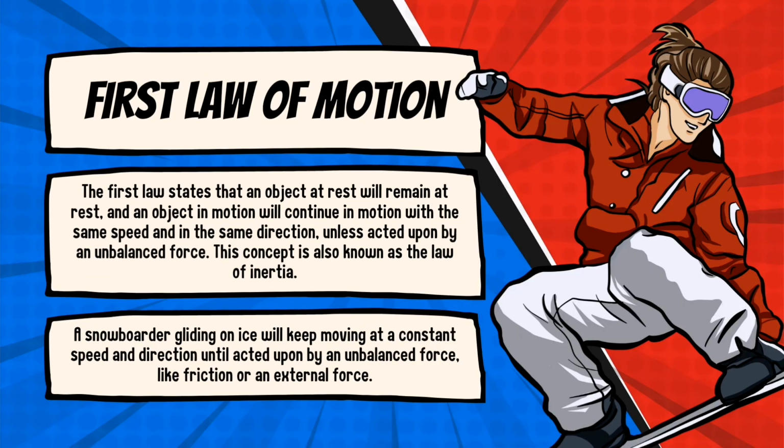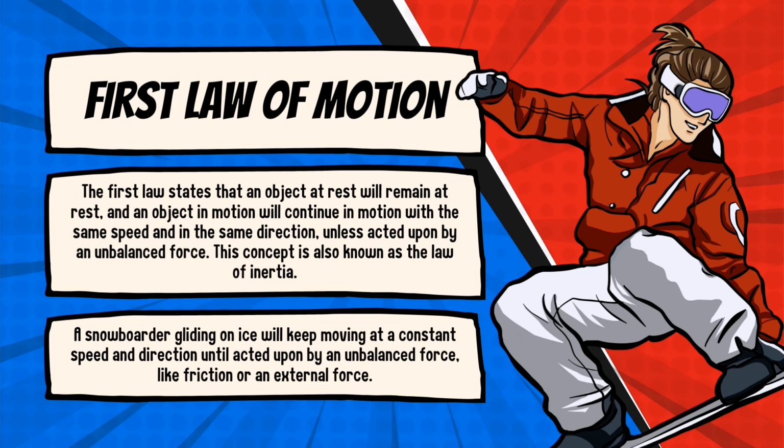First law of motion. The first law states that an object at rest will remain at rest, and an object in motion will continue in motion with the same speed and in the same direction, unless acted upon by an unbalanced force. This concept is also known as the law of inertia.